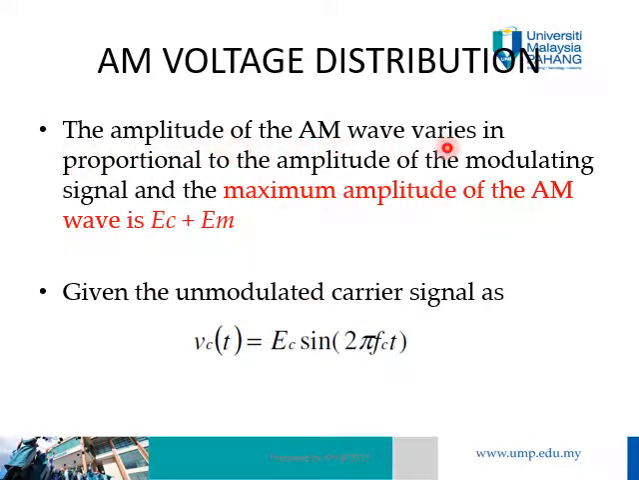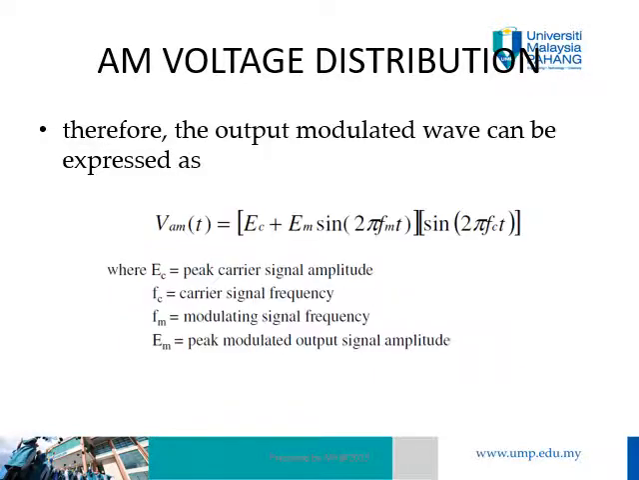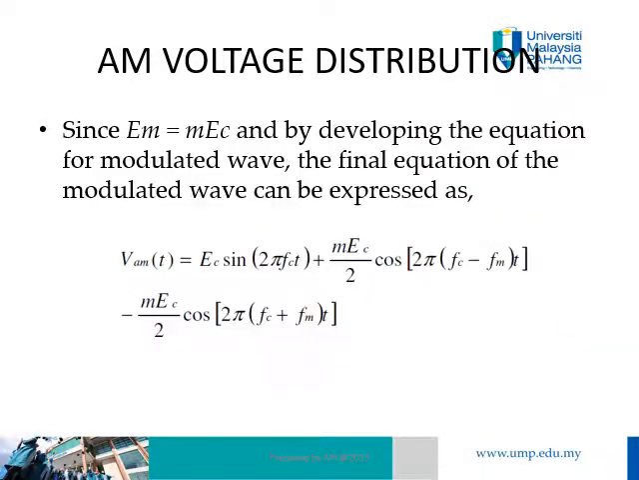The amplitude of the AM wave varies in proportion to the amplitude of the modulating signal, and the maximum amplitude of the AM wave is EC plus EM. Given the carrier is Vc equals EC sin 2 pi FC t, the output modulated wave can be expressed as this, the expression for the AM envelope. EC is the peak carrier signal amplitude, FC is the carrier frequency, FM is the modulating signal frequency, EM is the maximum signal amplitude. Okay, so solving this equation, we have done this before.